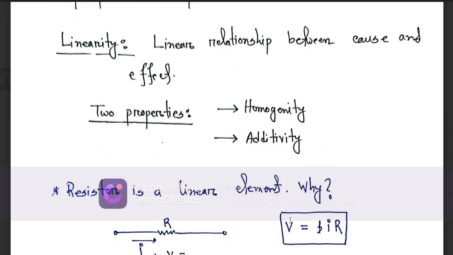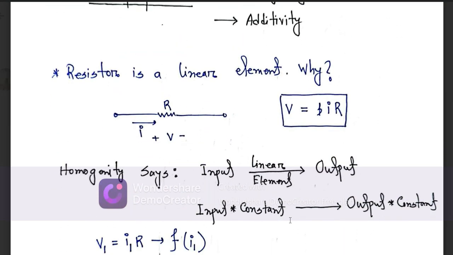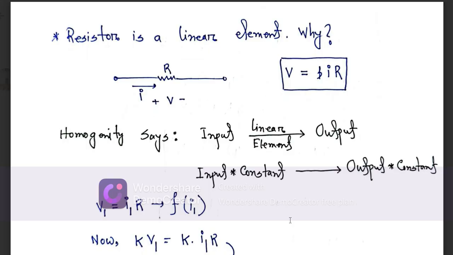So here we are saying that a resistor is a linear element. Why? If we look from the homogeneity perspective, homogeneity says that let's suppose we have a simple linear element and we are giving an input. As a result, we are getting a corresponding output. Now, according to homogeneity, if we multiply that input with a valid constant, then the output will be multiplied by that same constant as well.